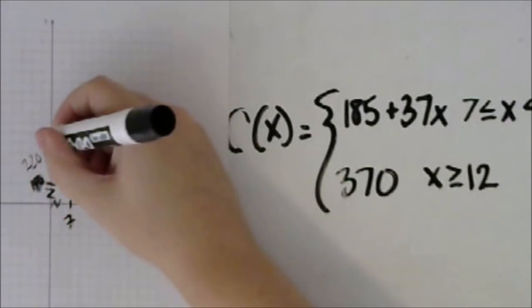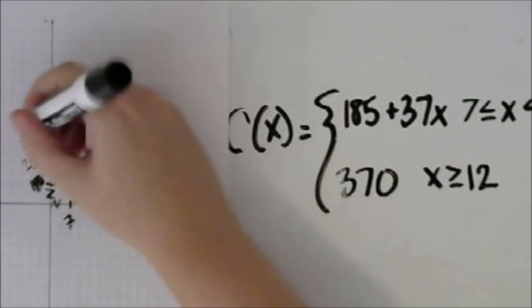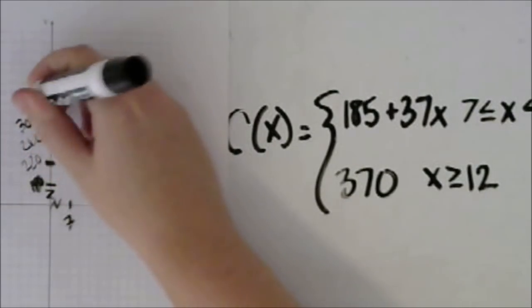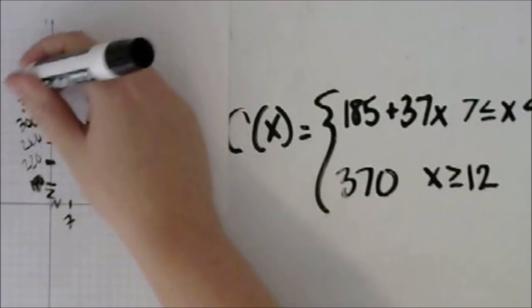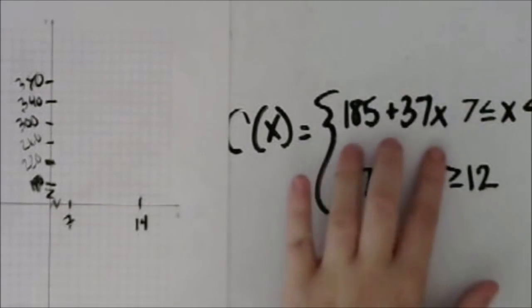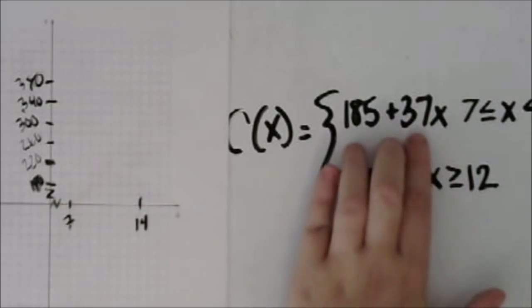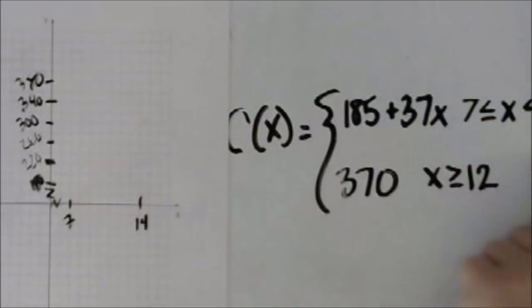220, 260, 300, 340, and 380. Now remember, whatever you count by is what you have to graph based on. So it's best to pick numbers that are easy to identify your values for. We need to graph this equation, which is starting at 185 on day 7 and adding $37 per day until day 12 when it hits $370.